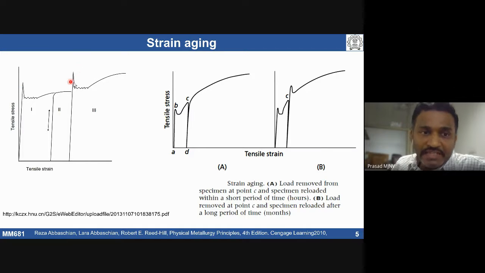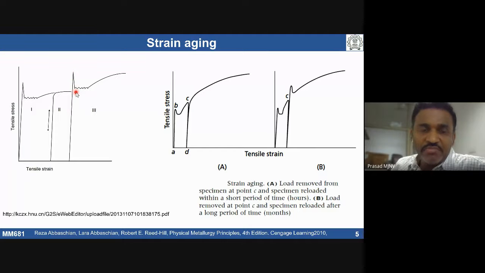Why is there an increase? The upper yield itself is basically unlocking the dislocations from the solute atoms. But there is a further increase in yield stress because some amount of work hardening has taken place. So already we induced some amount of dislocation density. As a result, additional dislocation density itself can contribute to a higher yield stress of the material.